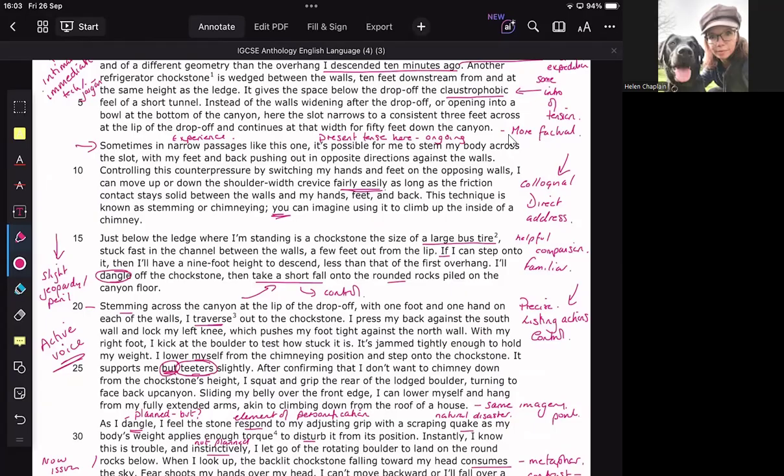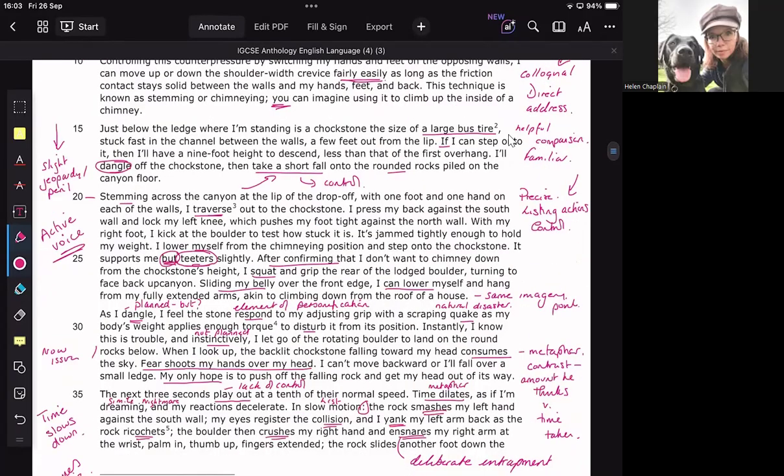Okay, he still seems to be doing what he wants to do because we've still got this active, after confirming I don't want a chimney down, he's got time to make those decisions. He squats, he decides to slide his belly, he can lower himself. Okay, and again, it's the same imagery point here. We had a large bus tyre chimneying, now we've got roof of a house. He's using familiar, comfortable imagery in a situation where he's in control.